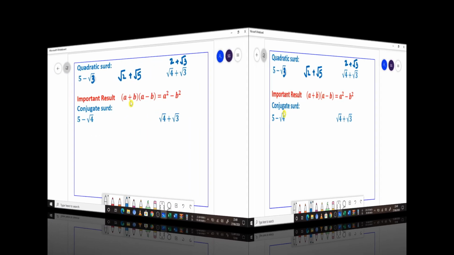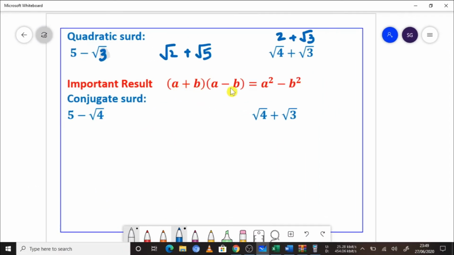Before we move on, let's just revise this important result. If you are multiplying the sum and difference of two values, this is the sum and this is the difference, you get the difference of their squares, and that's an identity.